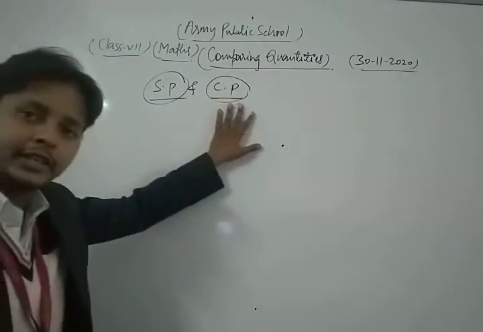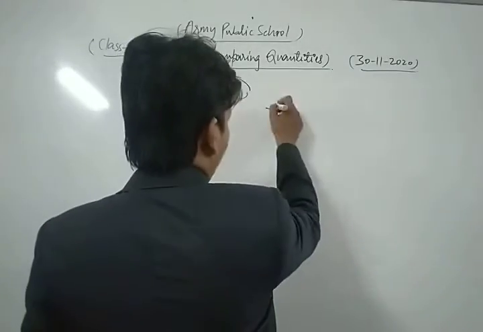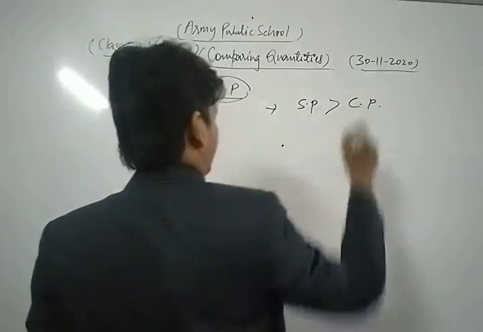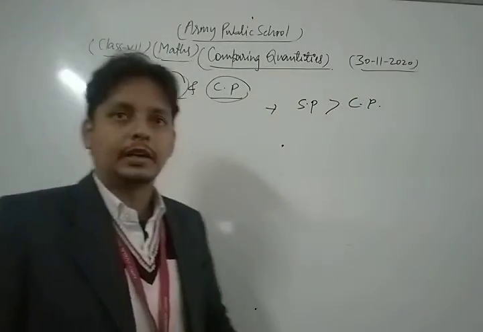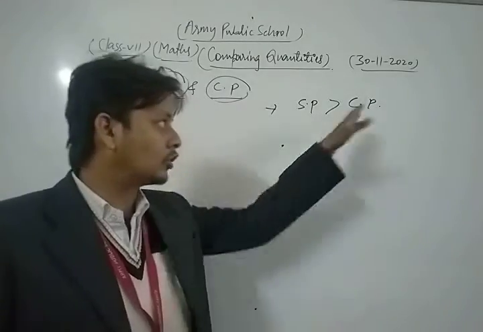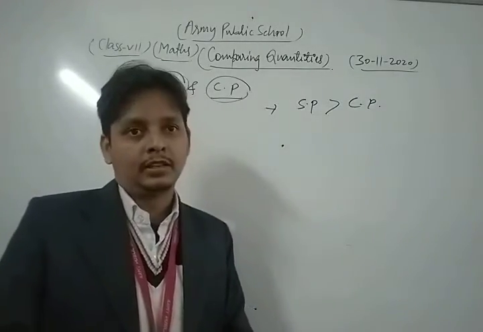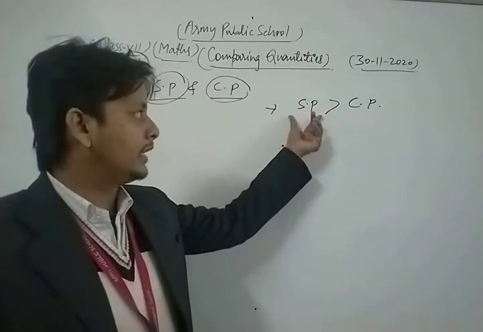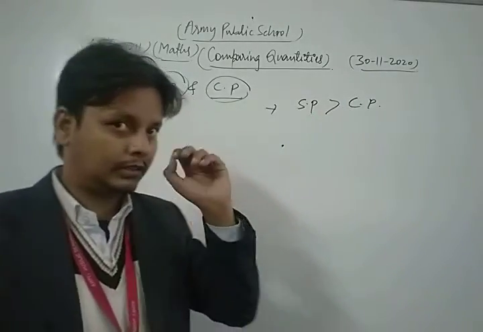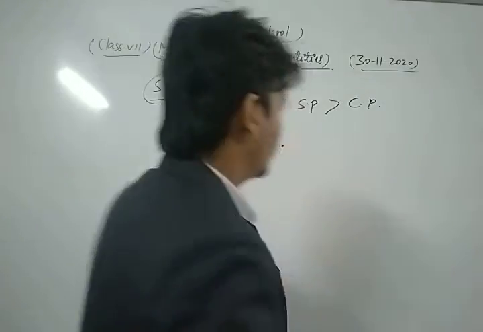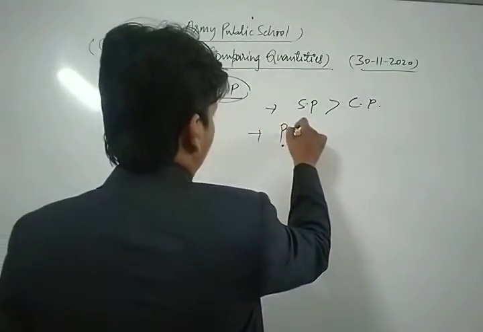Now there are two conditions here. Dear students, the first condition is: if the selling price of an object is greater than the cost price. Suppose the selling price of an object is 10 rupees and the cost price of that object is 8 rupees, then in that condition we always get a profit. Means selling price is greater than cost price, then we get a profit.